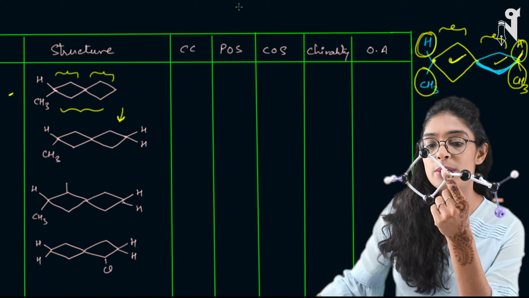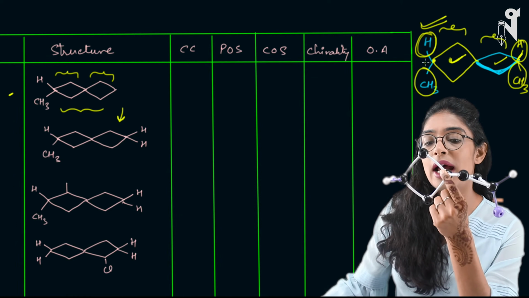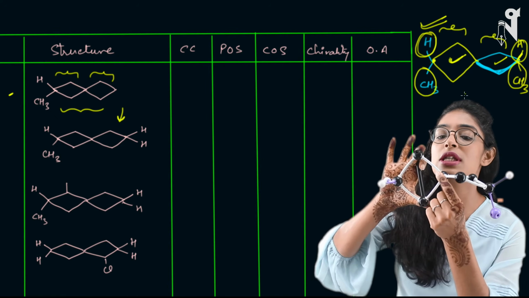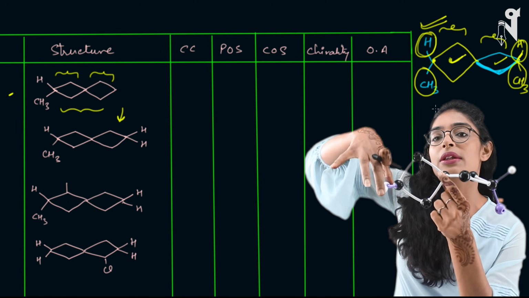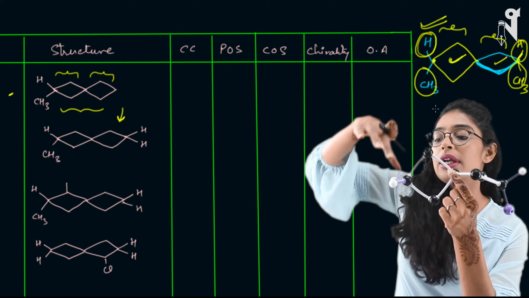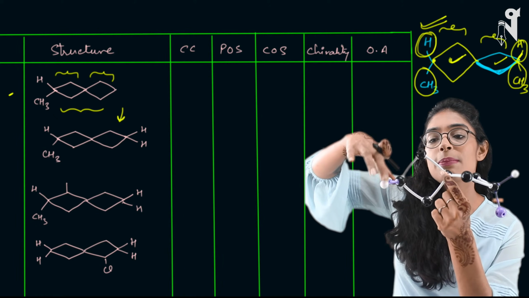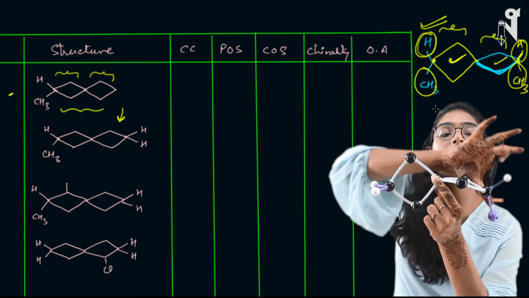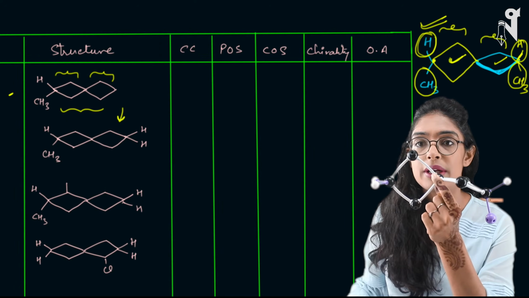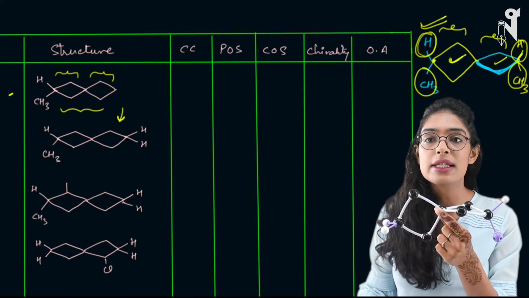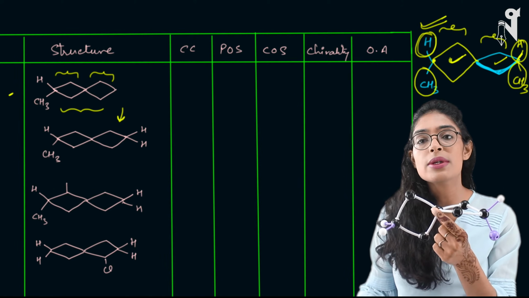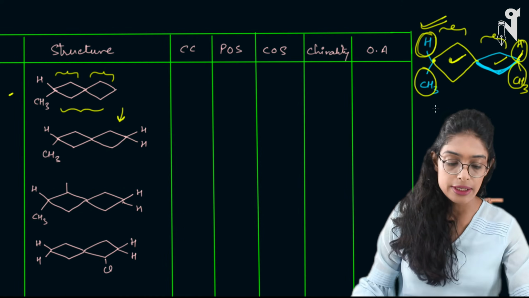This is what exactly I have shown you over here also, and I had shown the planes with different colors. So basically yellow is one plane and blue is another plane. So this is the blue plane thing, this is the blue plane thing, this is the yellow plane thing, and this is the yellow plane thing. So the cyclic ring and these bonds are in the same plane, and this cyclic ring and these bonds are in the same plane. Now in this we have to figure out whether chiral centers are present or not, POS is there or not, COS is there or not, chirality is there or not.